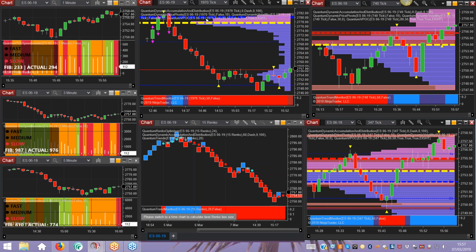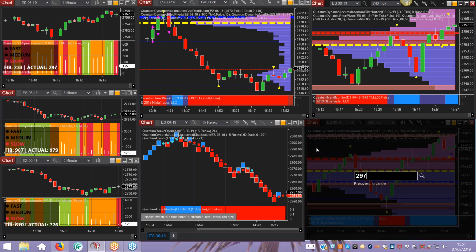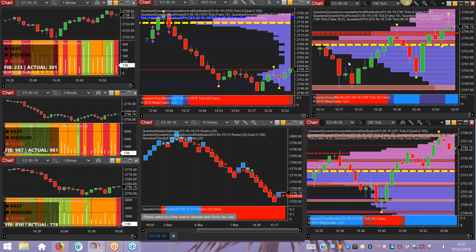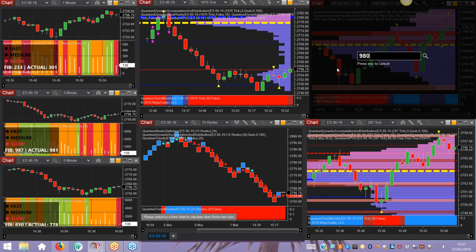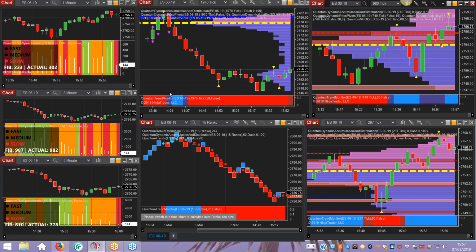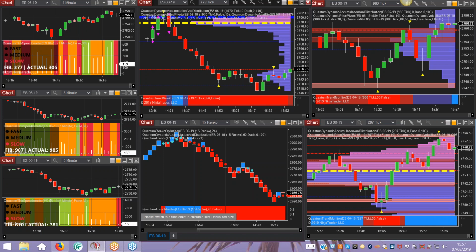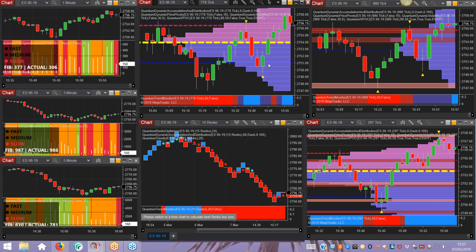You don't have to use the actual. You can use the fib numbers here, but at the moment today it's running pretty slow, so I'm just taking them off here. So this has dropped a little bit, 297. That one's 980. They're all variable at the moment. 980. Let's put that one in. 778. There we go. So that's what we're looking at the moment.